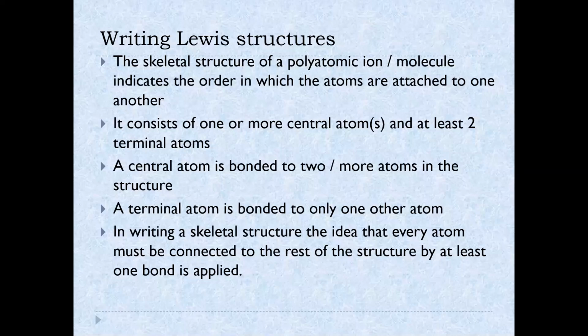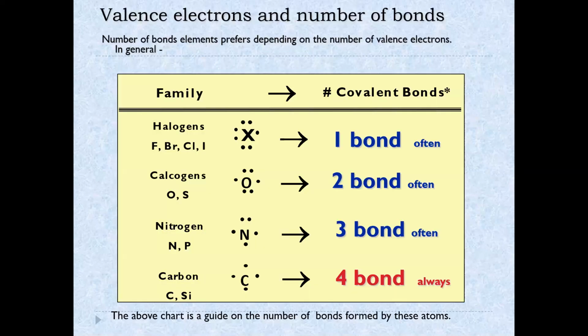So I'll go over it again. There must be at least one central atom and at least two terminal atoms. How do we identify the central atom? The central atom is that atom that is bonded to two or more atoms in the structure. Then the terminal atom is only bonded to one other atom. And when we're writing the skeletal structure, every atom must be connected to one another. So we have some rules that also govern this.